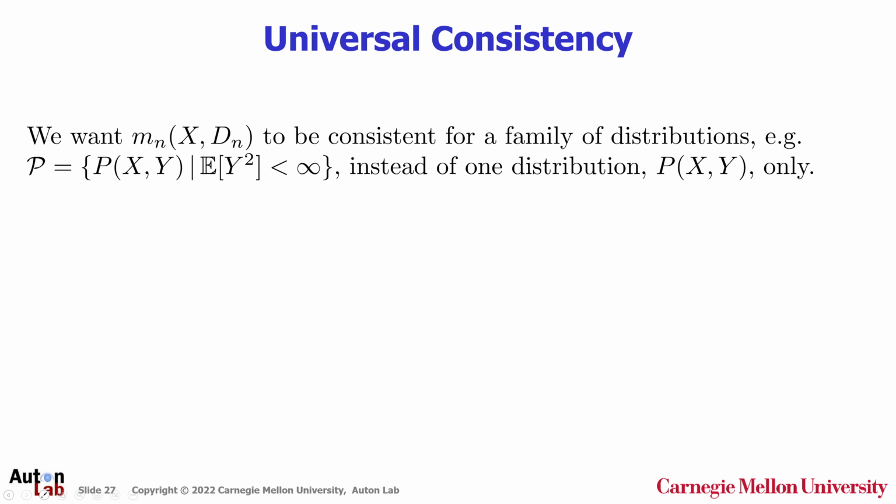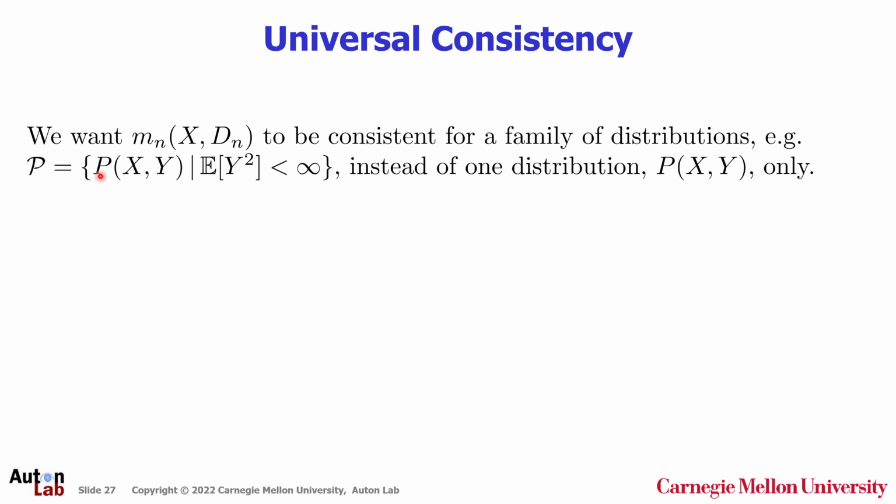In the previous slides, we defined the weak and strong consistency of an estimator for a distribution P. In many applications, we don't know exactly what that distribution will be, and often we want to create estimators that will be consistent for many different distributions. For example, let this calligraphic P denote the joint distributions of x and y where the expected value of y squared is finite. So this is a set or family of distributions.